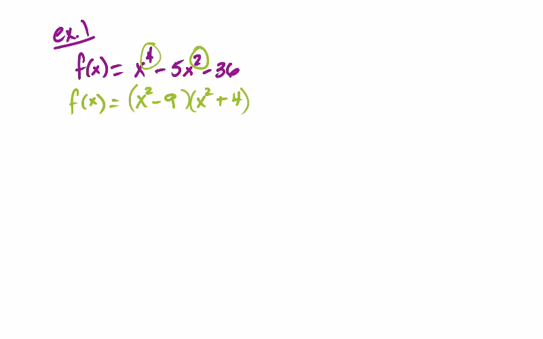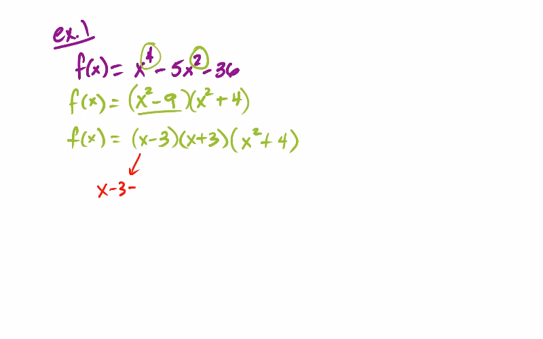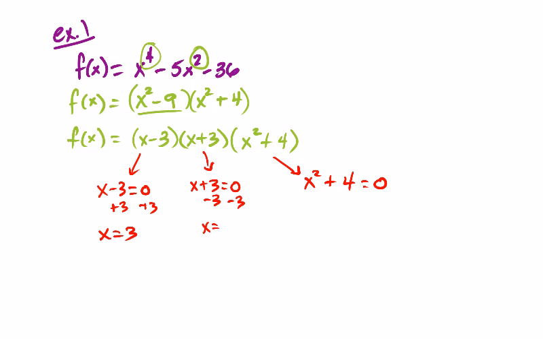And so now we can keep factoring, because we do have one situation where it's a difference of squares. So f of x equals x minus 3 and x plus 3, and the x squared plus 4 stays the same because we can't factor that. Now we want to set each part equal to 0 to find our zeros. When would x minus 3 equal 0? When would x plus 3 equal 0? And when would x squared plus 4 equal 0? So we're going to solve each one. We'd add 3 to both sides, and we'd have x equals 3. Subtract 3, so we'd have x equals negative 3.